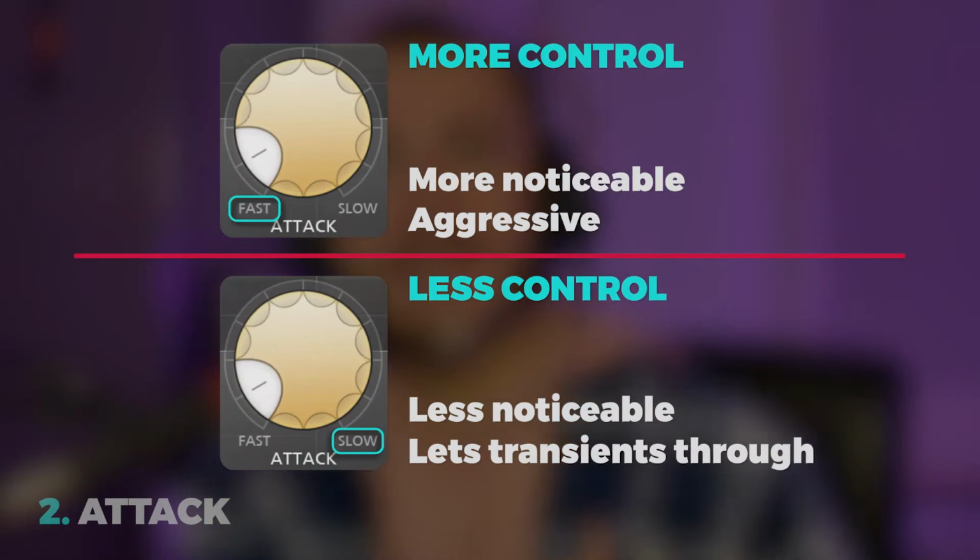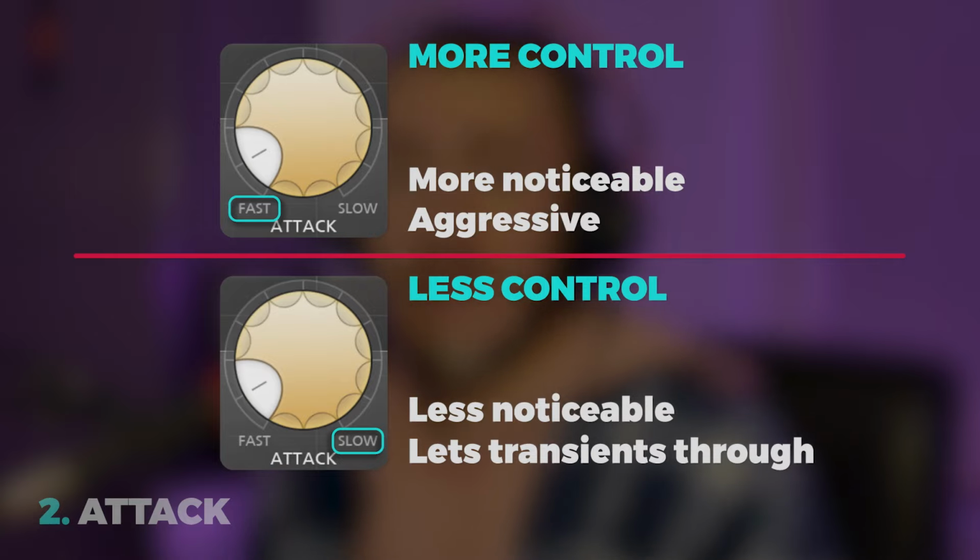The slower the engagement of the compressor, the more time that initial peak of the scream, I don't know why I'm still going with the scream example, the more time that initial part of the transient has to come through before getting slammed by the compressor. And that's kind of the gist of it. A fast attack equals more control, and a slow attack means less control. But don't we always want control?